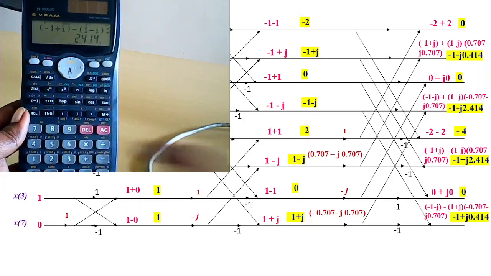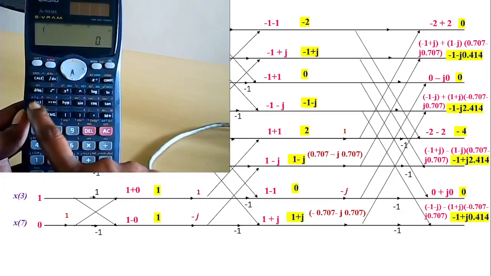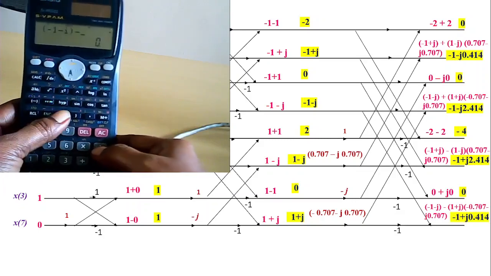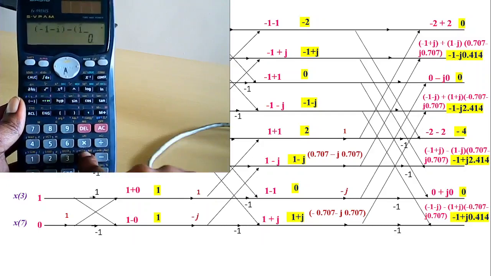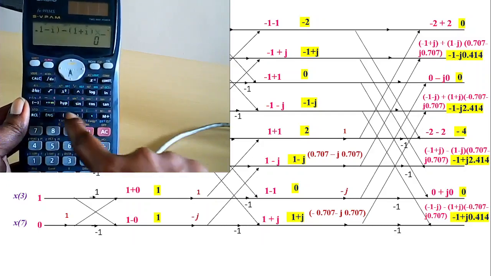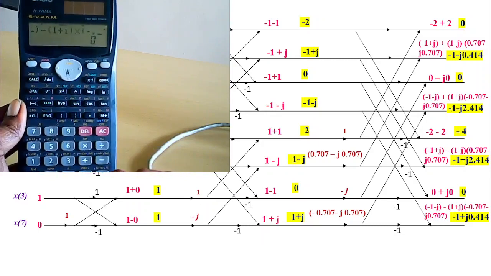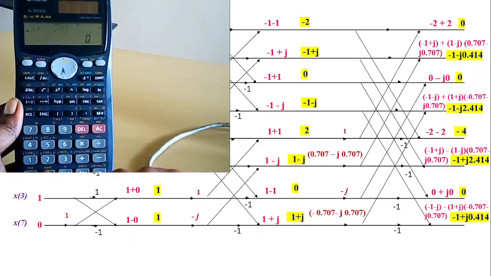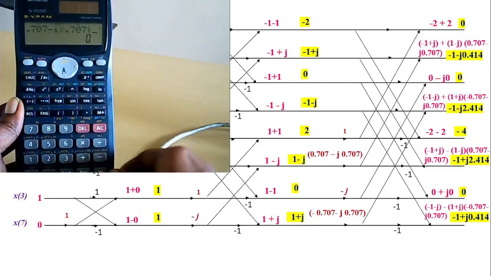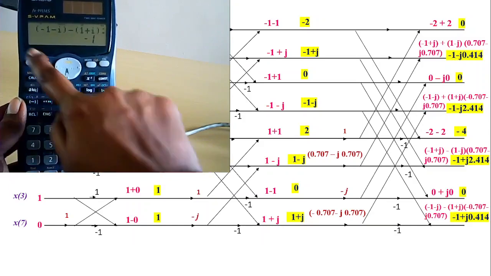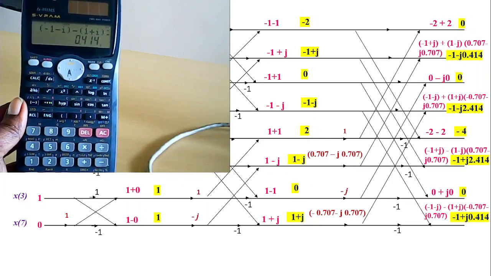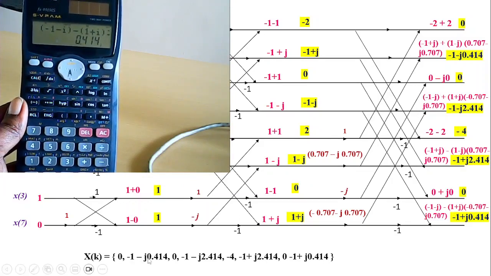The last one: open bracket -1 minus j close bracket minus open bracket 1 plus j close bracket into open bracket minus 0.707 minus j into 0.707 close bracket. So the value is -1 and plus j 0.414. So last you have to take and write the result as X(k) equal to all the 8 values here.